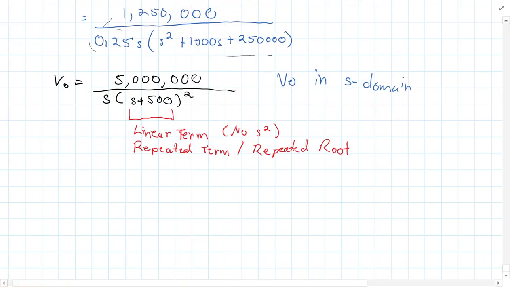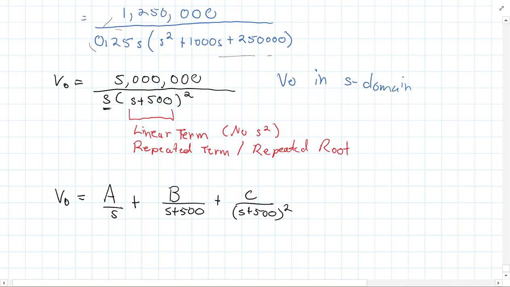But we have to make sure we do our partial fraction expansion correctly. If you don't remember how to do it, we've done several in the examples, but there are plenty of websites and YouTube videos that can show you how to do partial fraction expansion and show you all the different cases. So what we'd have here is V out. Well, I have my S term here, so I'd have A over S. But then for repeated roots, we'd have B over S plus 500, and then plus C over S plus 500 squared. And that's how you do repeated roots.